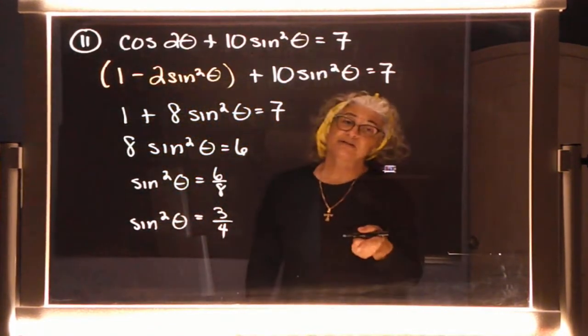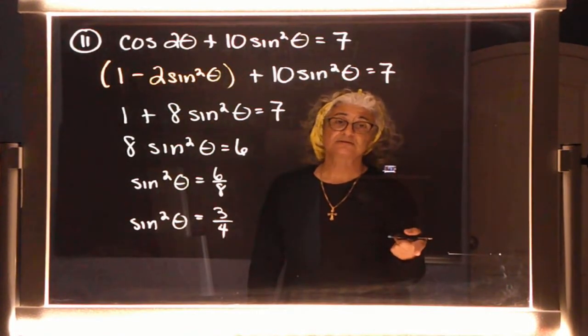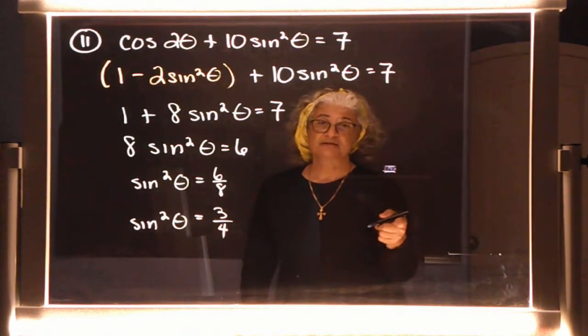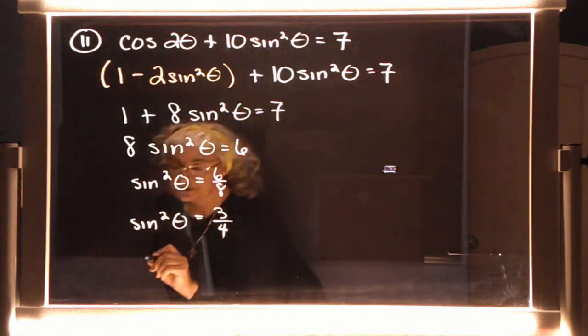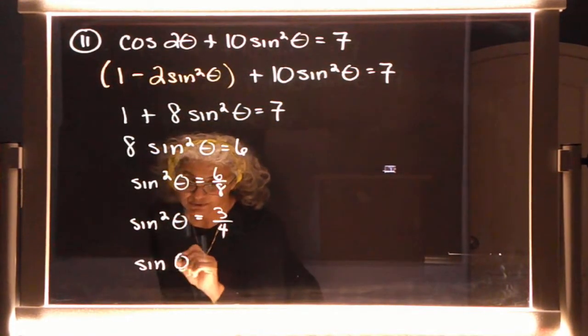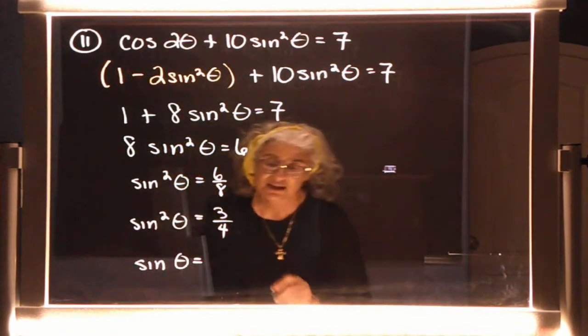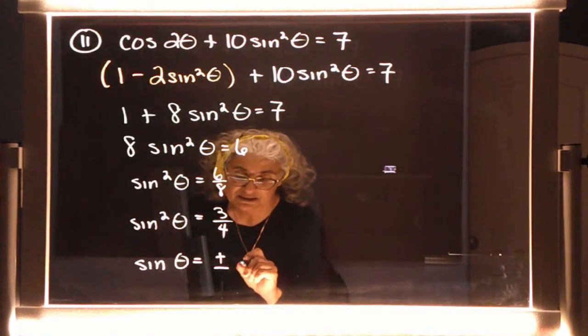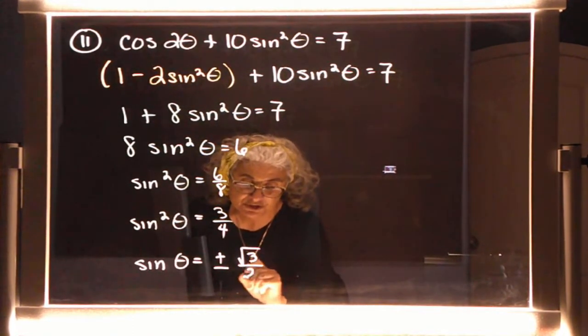And then I need to get rid of the square, which means, that's right, square root it. And when you square root it, how many answers do you get? Excellent, 2, plus and minus. So I get the square root of 3 over 2, don't I?